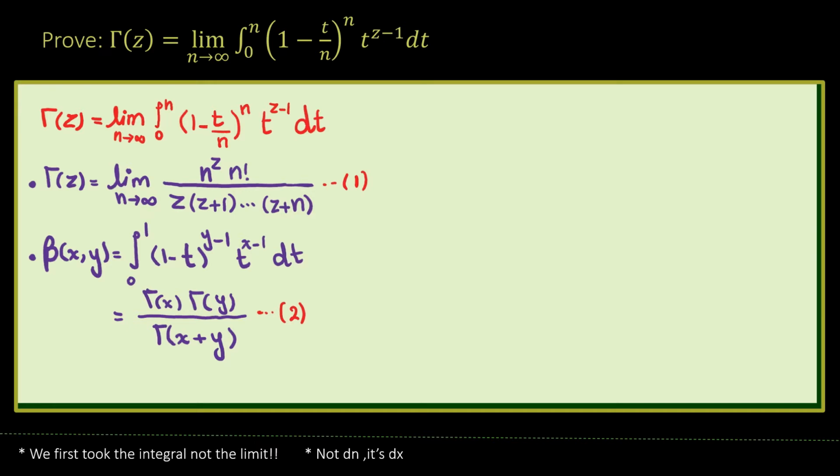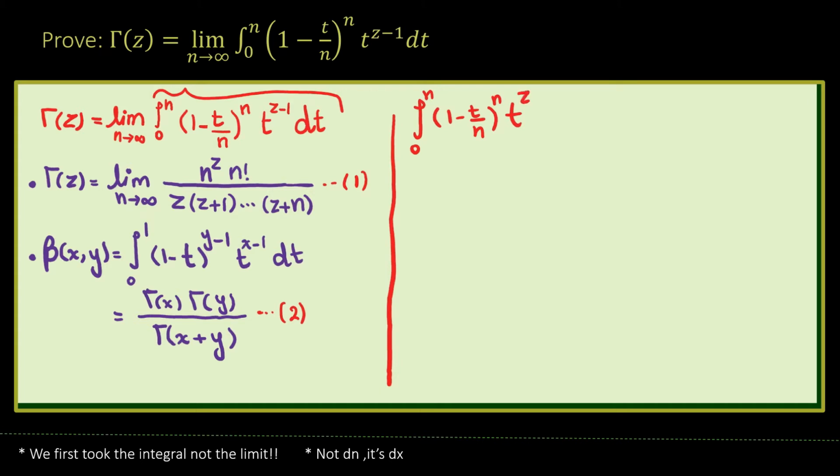Let's first begin with taking the limit, this limit, the limit of the integral from 0 to n of 1 minus t over n, raised to n, multiplied by t raised to z minus 1 dt. Okay, first we will do substituting.